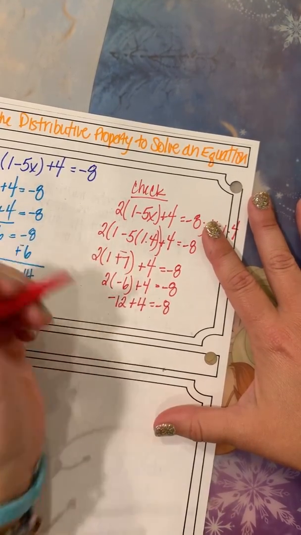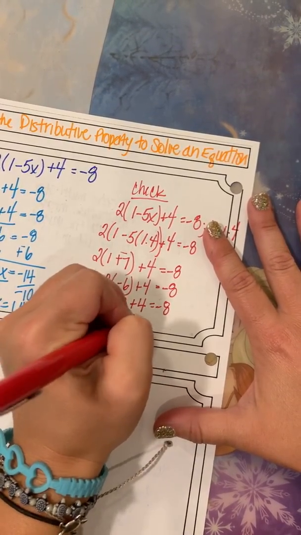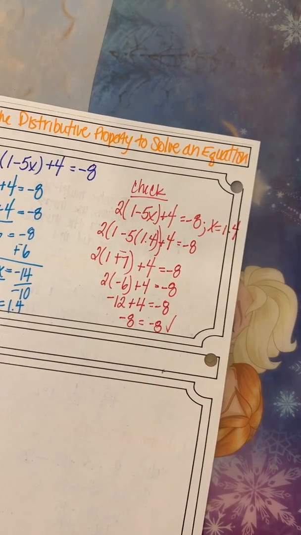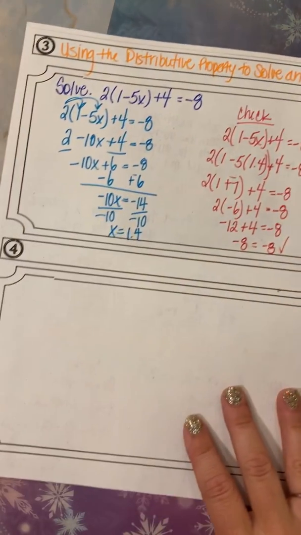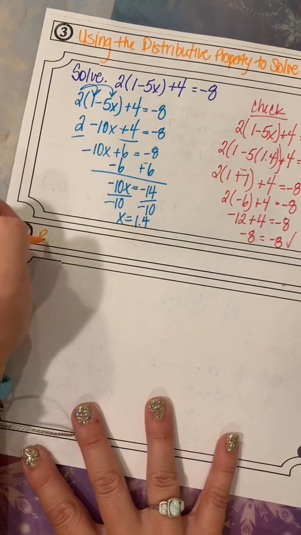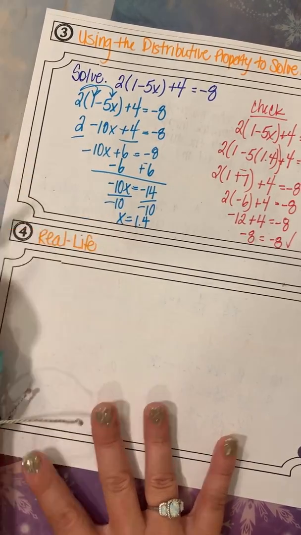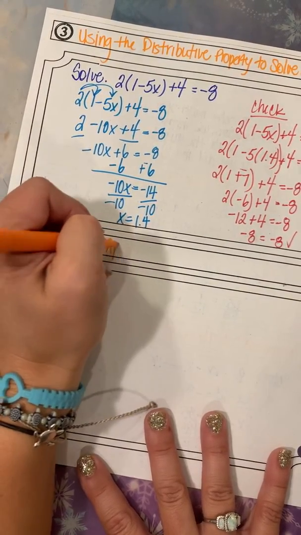Negative 12 plus 4 is negative 8. So I have proven that negative 8 is equal to negative 8. All right, our last one. This is a real life application.